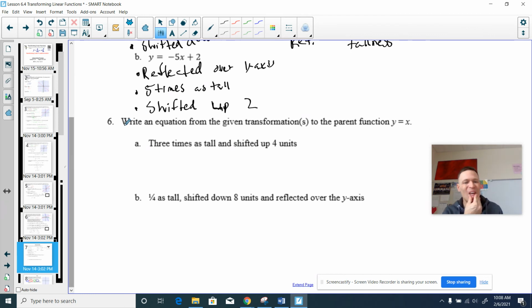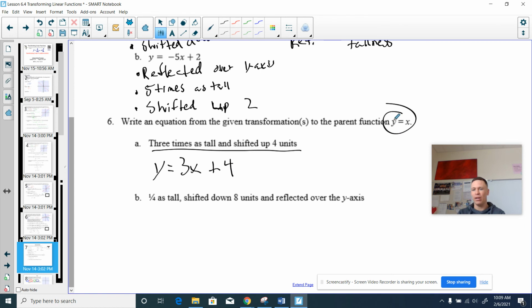All right. Then for 6, now we're doing the opposite, right? We're being told what the transformations are, and we have to write an equation accordingly. So we're taking this parent function and we're doing these modifications. So what's the first modification? It's 3 times as tall. All right. So I'm going to look and see if it also has been reflected, because if it's reflected, then I have to have a negative slope. 3 times as tall and shift it up. So it doesn't say anything about reflected. 3 times as tall, so it's just 3x, not -3x. It's been shifted up 4 units, so that's going to be +4.